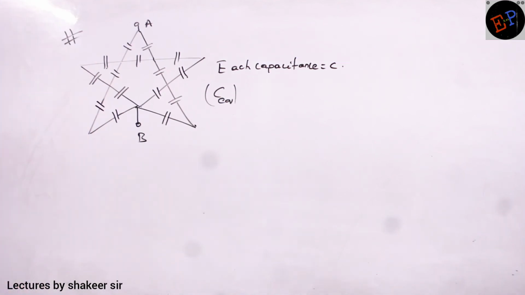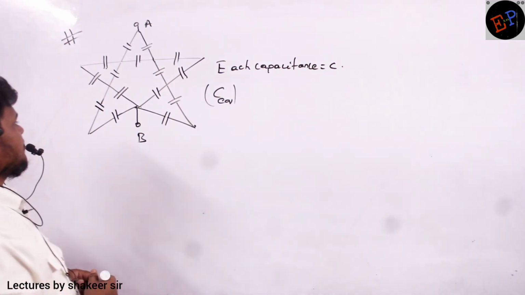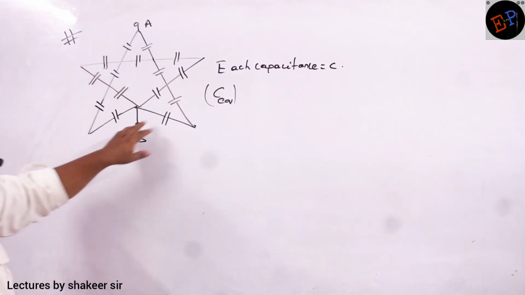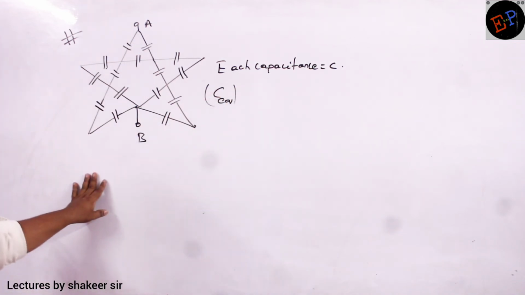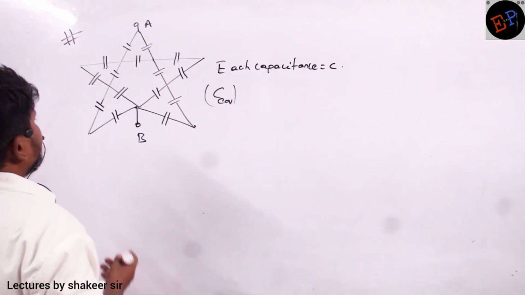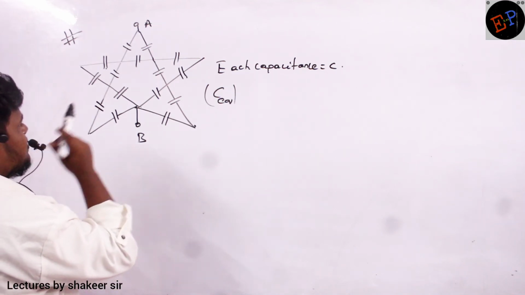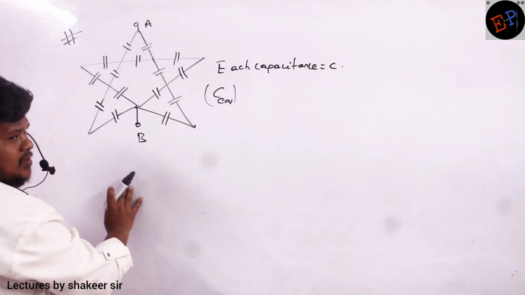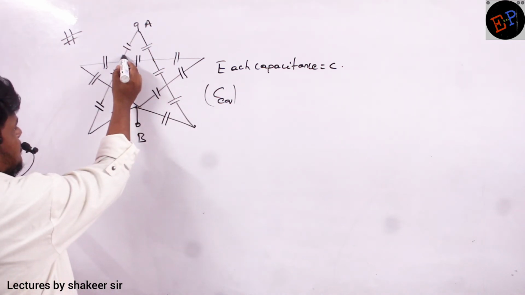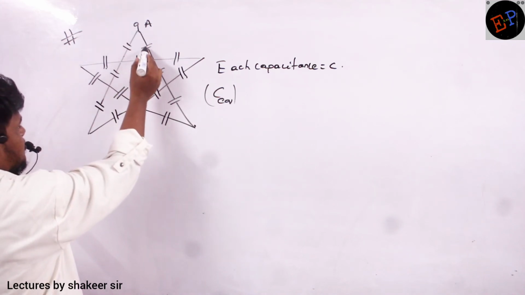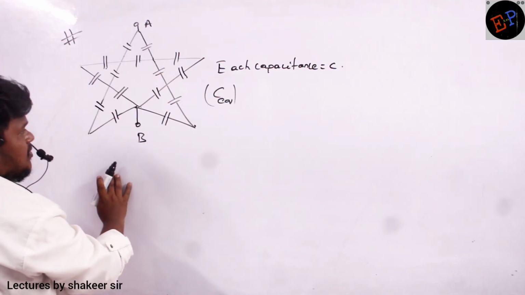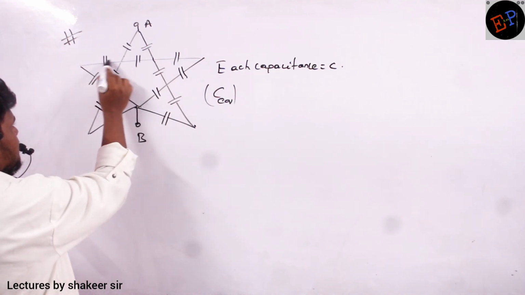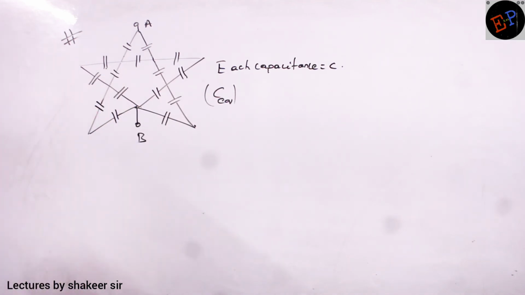So this is the given circuit, and we are supposed to find the equivalent capacitance between terminals A and B. Each capacitance value is C. Now, one point I can say is these two capacitors are in series. For example, if one charge enters from here, the same charge should flow through this capacitor also. Similarly, these two are in series, these two are in series, these two also are in series. First reduce them.